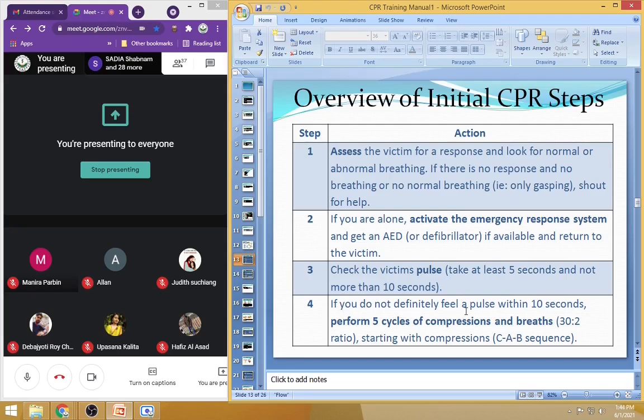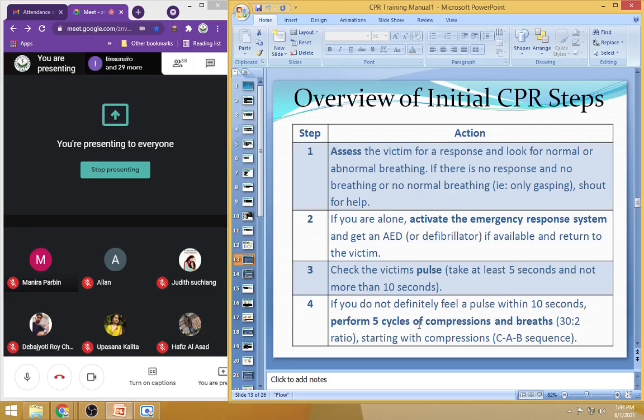If you do not feel a pulse within the 10 seconds, then perform 5 cycles of compression and breathing. I think somewhere on TV or YouTube you must have seen how people do chest compression. At least have you seen movies? Yes, ma'am. We will learn how to do it, but you have seen it, right? So compression will start within 10 seconds, 5 cycles of compression and breathing.